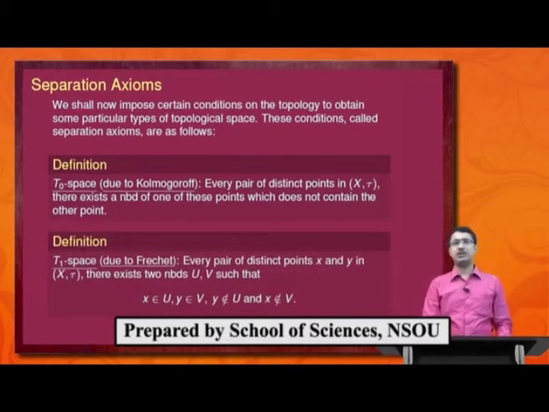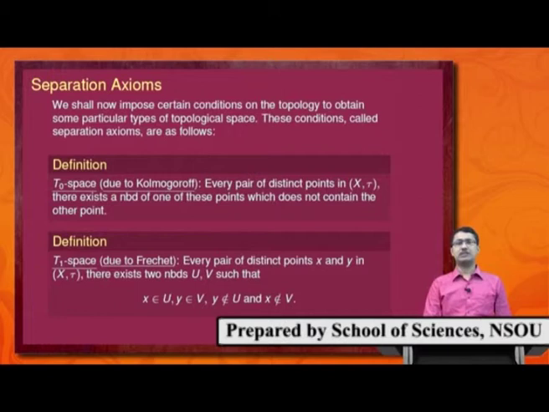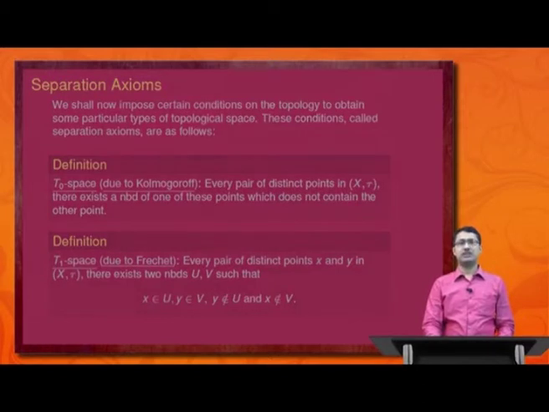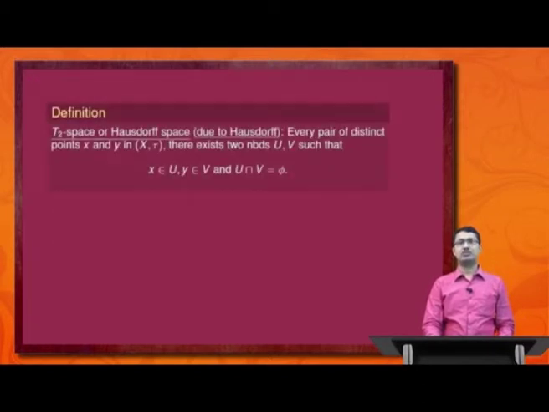For every distinct pair of points x and y in (X, tau), there exist neighborhoods U and V such that x belongs to U, y belongs to V, but y does not belong to U and x does not belong to V. Third important definition is T2 space or Hausdorff space due to Hausdorff. That means Hausdorff first introduced the definition of T2 space.